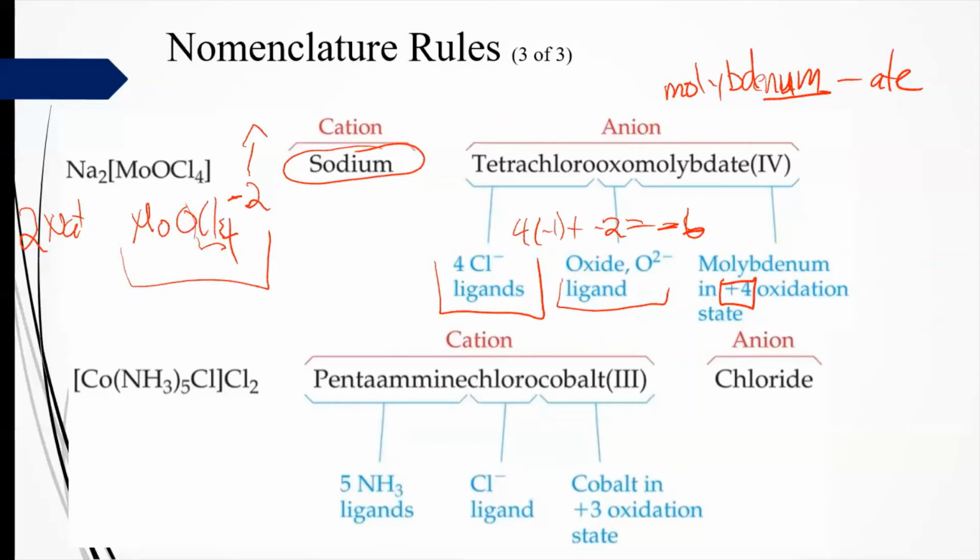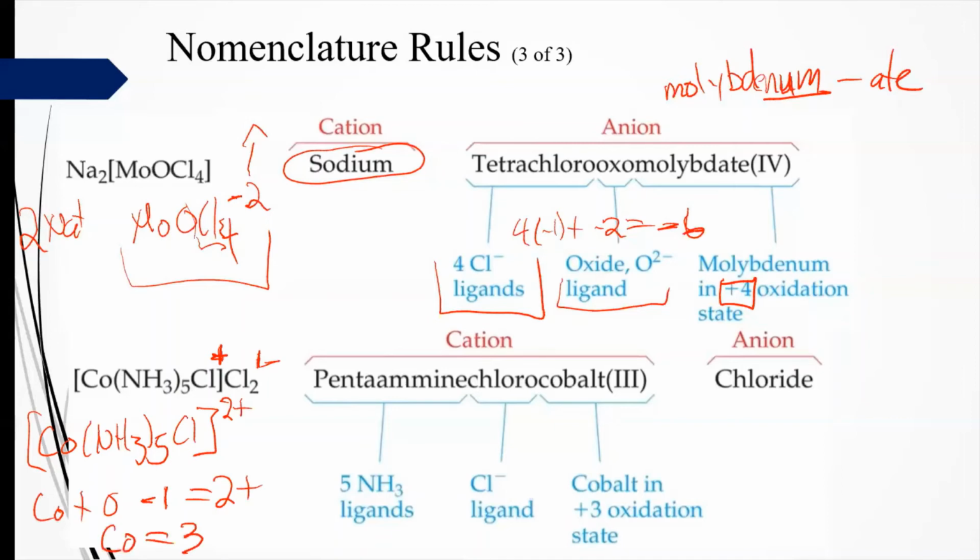When we look at our next one, we have cobalt and ammonia and chloride. And this is going to be our cation, positive, with 2 of our negative charge chlorides. So that means that we have Co(NH3)5Cl, all of that has to be a +2. Now ammonia is going to be neutral, 0. Chlorine is going to be -1. And so this tells me that my cobalt has to be a 3+ in its charge.